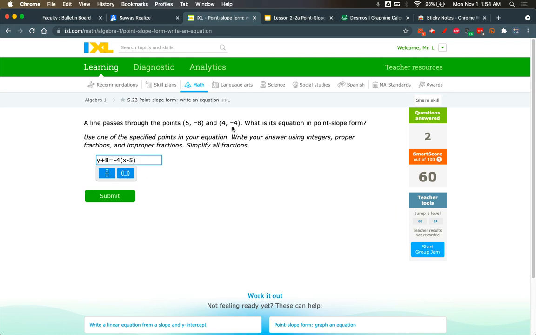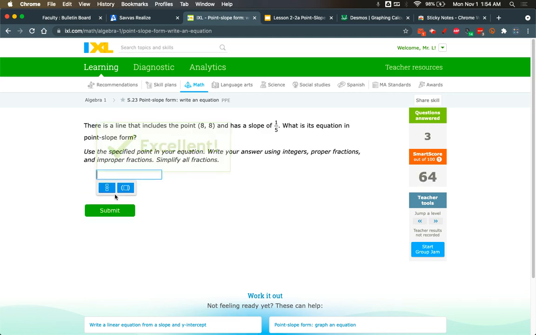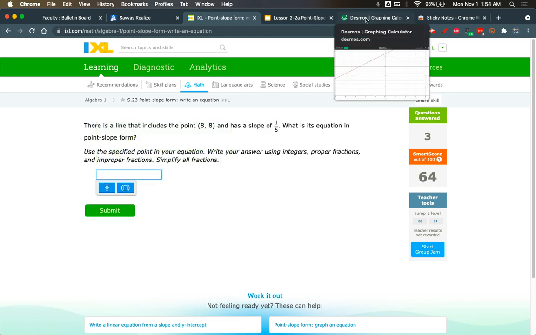One way I can check to see if it's right is plug in the other point. If I plug in the other point and it works, it's right. Let's see. Negative 4 plus 8 is 4. 4 minus 5 is negative 1. It's positive 4. And there we go. It is right. So it works out. So that's the IXL assignment.